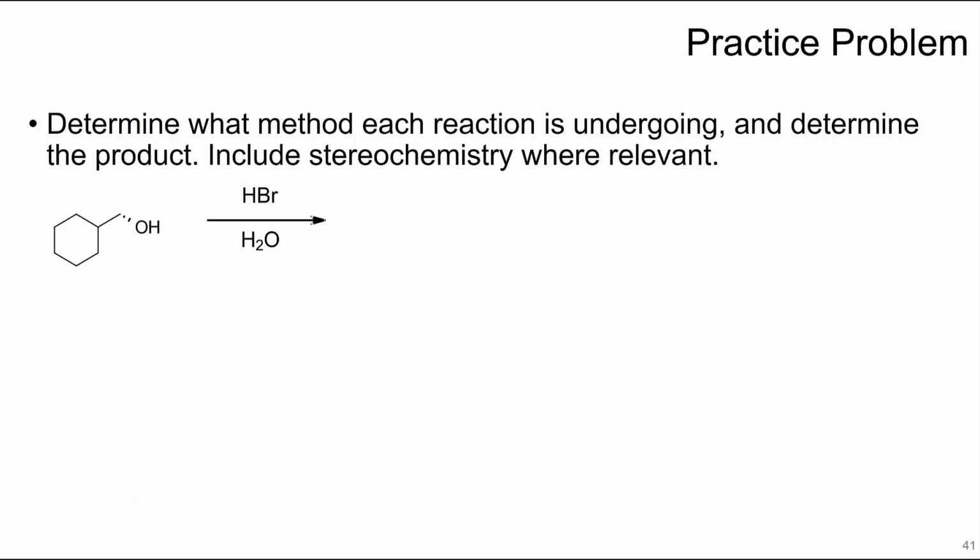All right, in this last one, again, determine the method, determine the product, include stereochemistry where relevant. For my substrate, it is primary, which would indicate SN2, but none of the other directions point in that way, so this would be no reaction. So I have a substrate with a primary, which is SN2, but the solvent does not support SN2, the nucleophile does not support SN2, and the leaving group does not really support SN2 either, so this is no reaction.